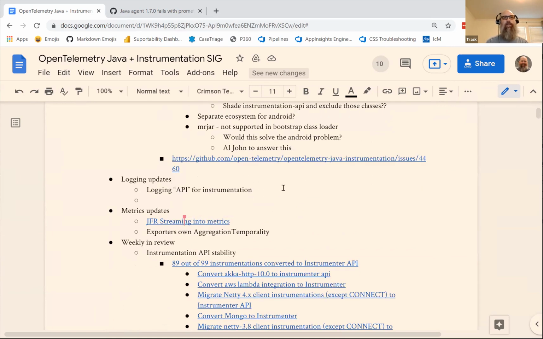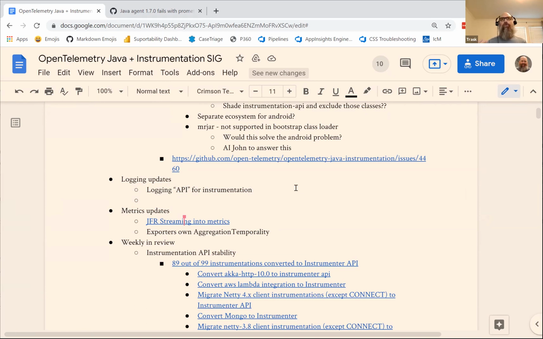Logging updates. Do we have? No, Jack. So we had John. I wanted to kind of share the discussion that we had last week with Anurag about the logging API. Do you want to talk about that? Or I can. Yeah, I remember what we talked about, and I don't remember off the top of my head. Yeah, because it is sort of driven from the instrumentation use case.